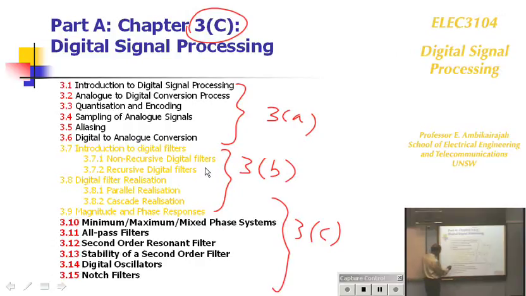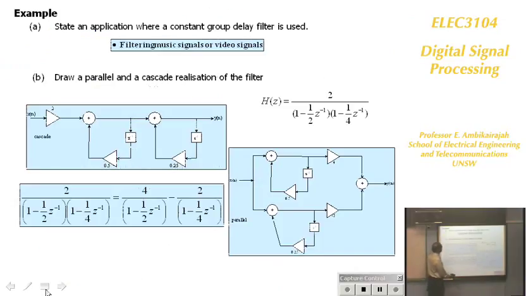We'll be looking at minimum or maximum phase, all pass filters, second order resonators, stability of the filter, notch filter, and especially digital oscillators. What is a digital oscillator and how do you design a digital oscillator? We'll look at that. Before I start, I just want to do one example based on the last lecture.